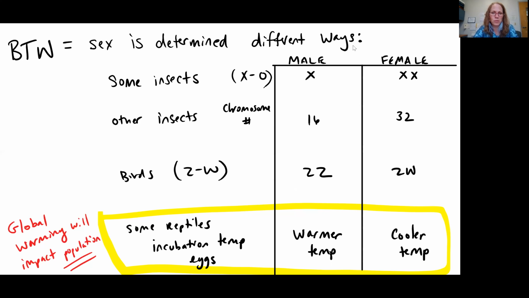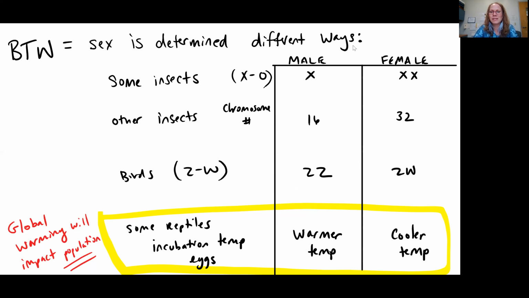Birds use a ZW system. So 2 Z's are male, ZW is female. And in some reptiles, it's based on the incubation temperature of the eggs. So for instance, sea turtles dig their nest really deep, and those eggs that are coolest at the bottom are going to develop as female. And those eggs at the top, where it's warmer, are going to develop as male.